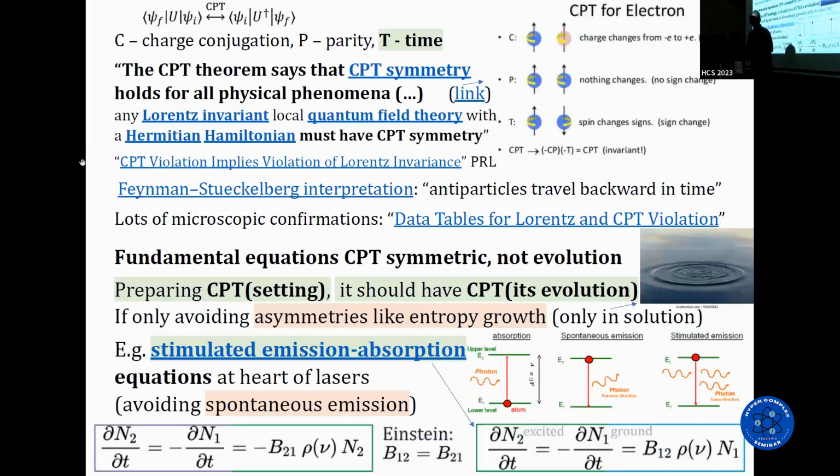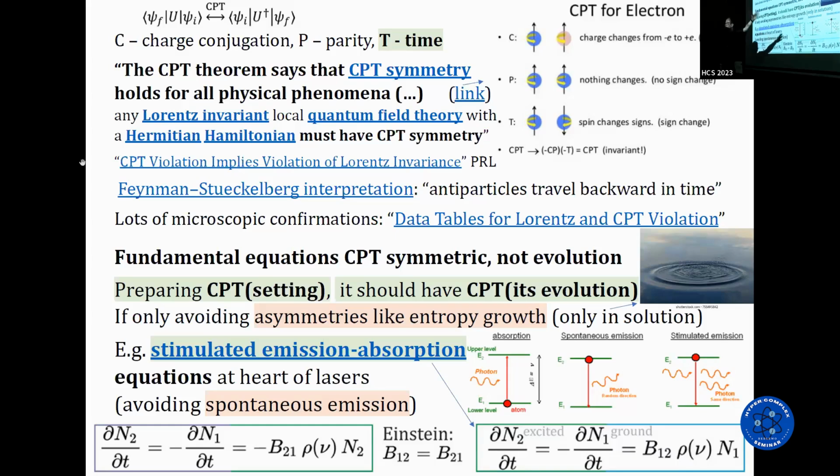Okay, so what is the CPT symmetry? The CPT symmetry is believed to be at the heart of modern physics. Quantum theories which are Lorentz invariant and local have to be CPT symmetric. So it is necessary for modern physics. And it says that performing this charge, parity and time transformation, the equations of physics should be the same. So if you perform the transformed setting, it should behave the same.